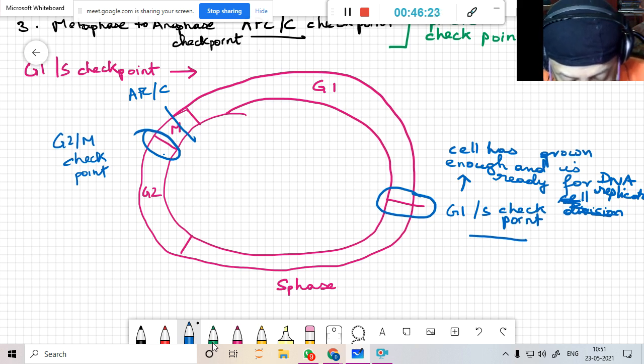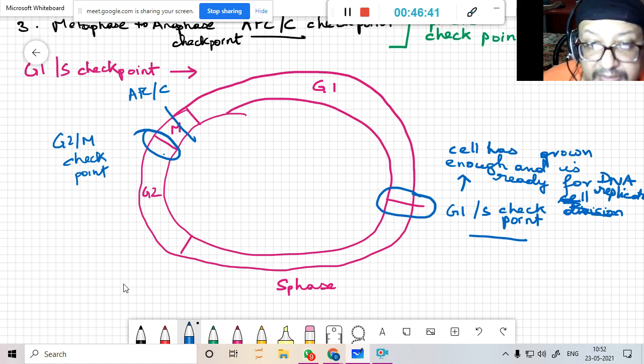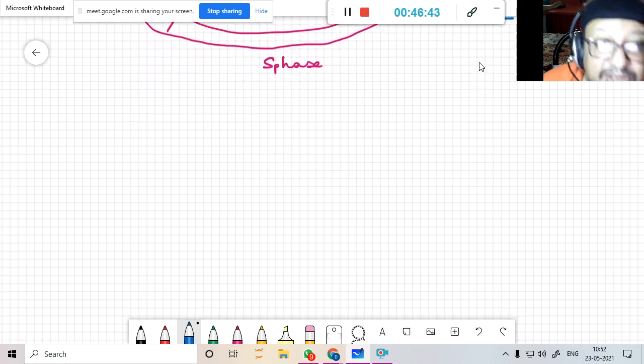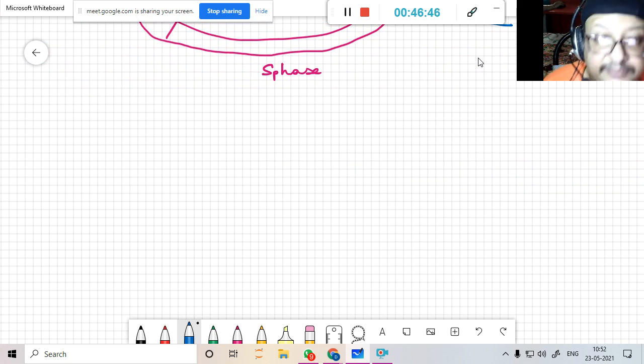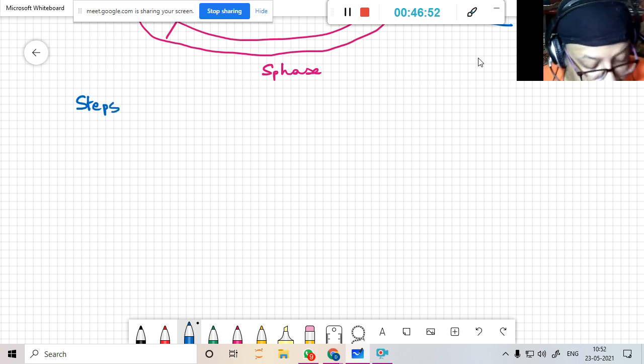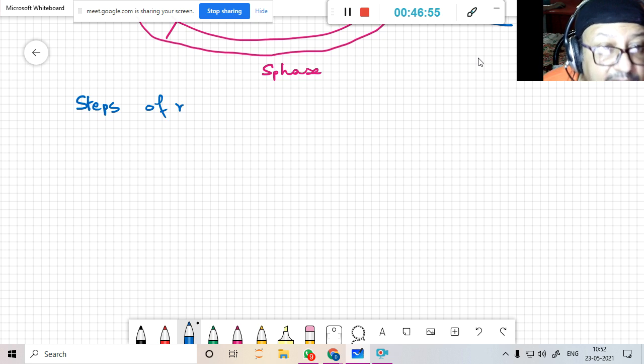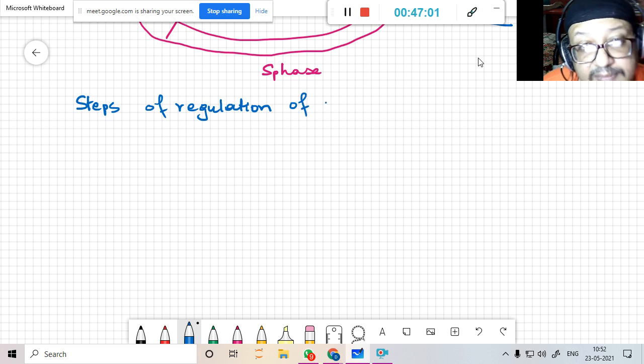Okay, so let us now look at the whole events of the steps of regulation. Step by step, let us look at the steps of regulation of cell cycle. I will write this down very slowly. You people can go through it very carefully. Steps of regulation of cell cycle.